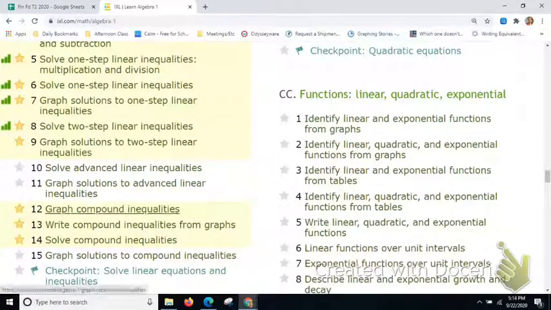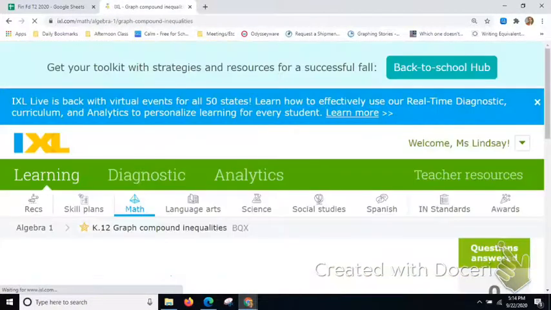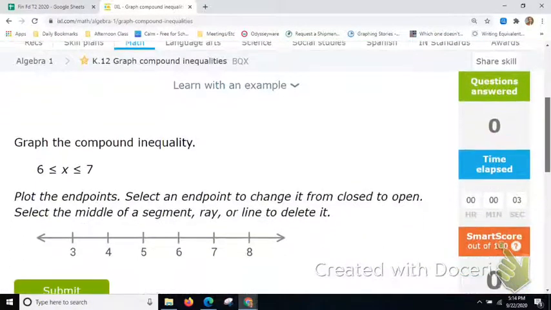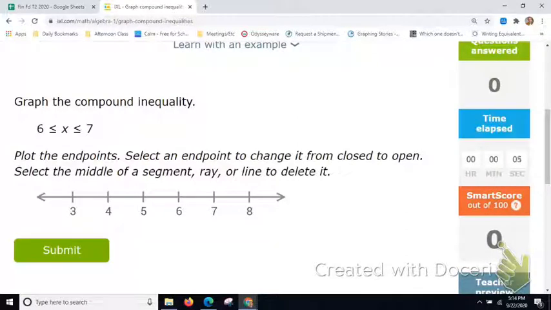So K-12, when X is between, the way you're going to do this, I want a closed circle here at 6, and I want a closed circle at 7, and I want my shading in between. So closed circle, shading in between.